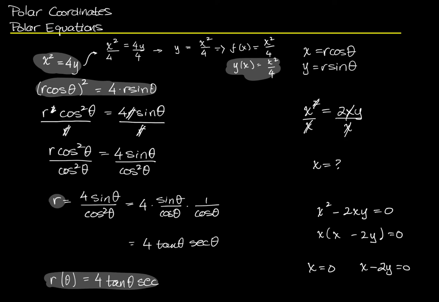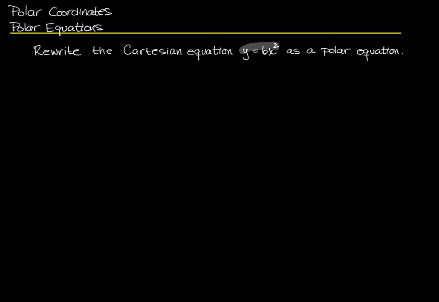Okay, that was just the example from your textbook. I'm on page 591, but let's take a look at another example of a similar type of problem. Here, we're asked to rewrite the equation y equals 6x squared, which is currently a Cartesian equation, or an equation in rectangular coordinate form. Rewrite that as a polar equation.